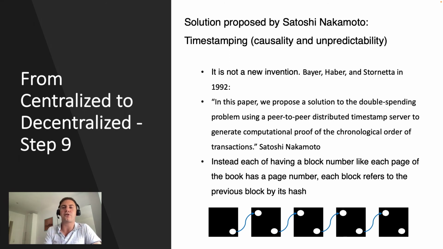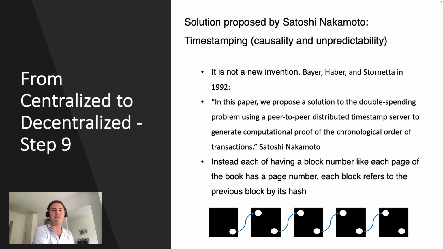And also, Satoshi Nakamoto wrote in the Bitcoin white paper: in this paper we propose a solution to the double spending problem using a peer-to-peer distributed timestamp server to generate computational proof of the chronological order of transactions. Instead of having a block number, like each page of a book has a page number, each block refers to the previous block by its hash. Therefore, it's not possible to create a new block without knowing the hash of the previous block.